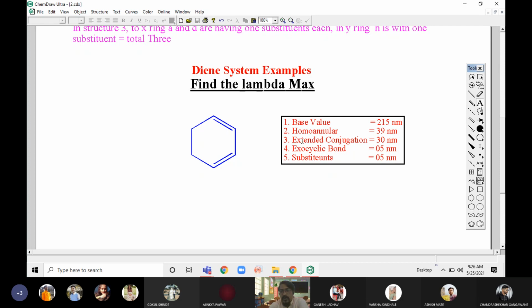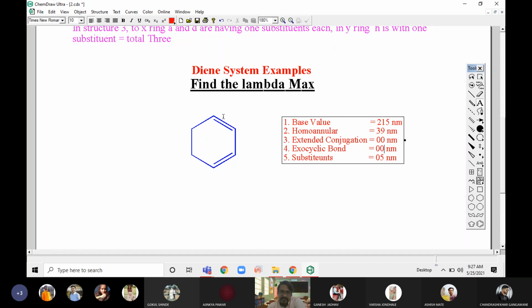Okay. Now for extended conjugation, how much should I add? Here there is no double bond which is attached or in conjugation with these two. That's why for this particular structure I have to add 0 nanometer, right? For exocyclic bond, again for this ring system there is no double bond from outside through a single carbon. That's why for exocyclic again I have to add 0 nanometer, right?